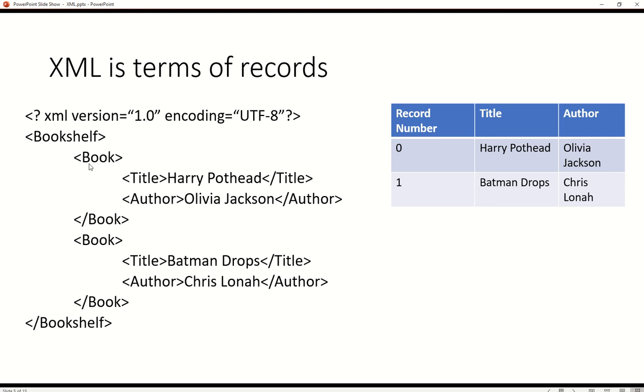Book also has a start tag and an end tag, and title also has a start tag and an end tag. There are things we can add. We can add little attributes, but I haven't shown that because that's something that we want to avoid in our course. You may also notice this top part here. This is a declaration. It tells the XML reader the XML version and the encoding that we're using. So at the moment, by default, it's UTF-8. So that's Unicode.